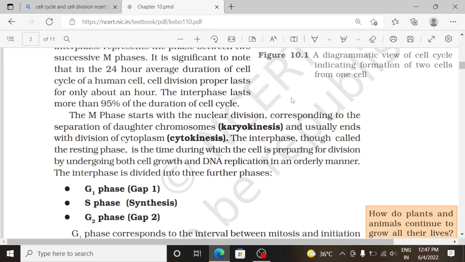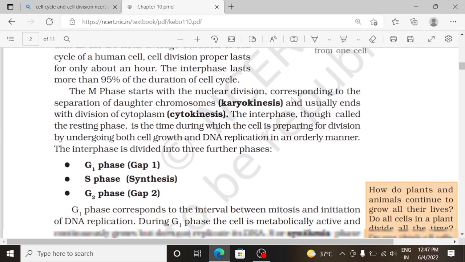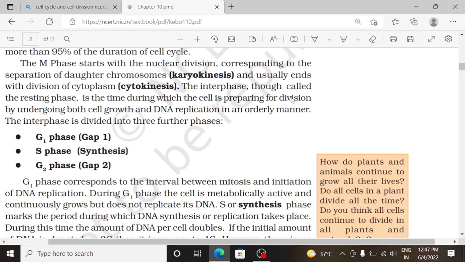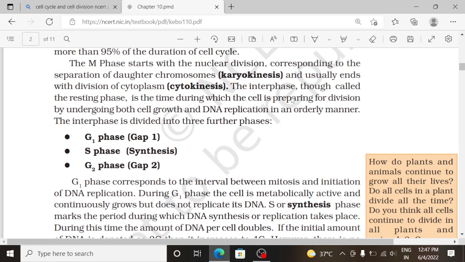The M phase starts with nuclear division corresponding to the separation of daughter chromosomes, karyokinesis, and usually ends with division of cytoplasm, cytokinesis. The interphase, though called the resting phase, is the time during which the cell is preparing for division. By undergoing both cell growth and DNA replication in an orderly manner, the interphase is divided into three further phases: G1 phase, which is called gap 1, S phase, synthesis, and G2 phase, gap 2.